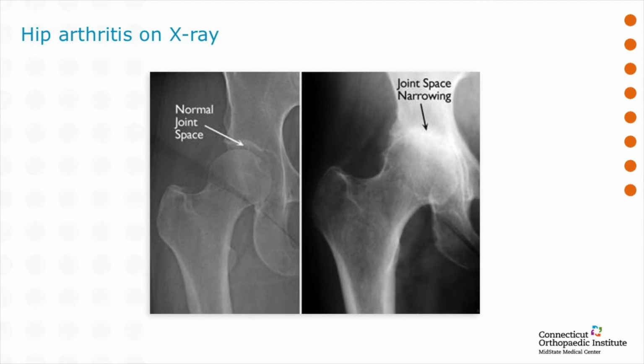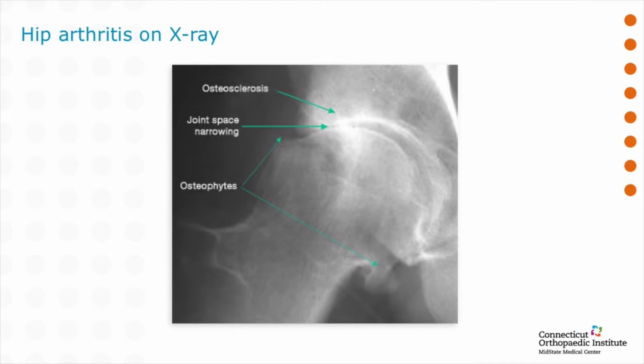On x-ray, you can see on the left side the normal hip joint with normal space between the socket and the ball. And on the right side, you can see very severe narrowing. The two bones almost look like they're touching. That's severe arthritis.